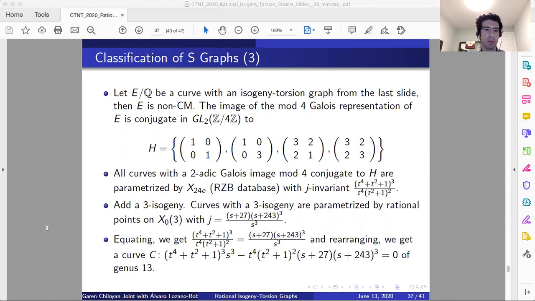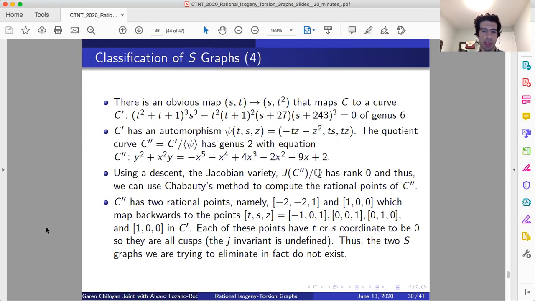So like they said in the movie Wreck-It Ralph, cusps are bad, and that's good. Cusps will never be good, and that's not bad. And so the two S-type graphs we are trying to eliminate, in fact, do not exist. So we are done.